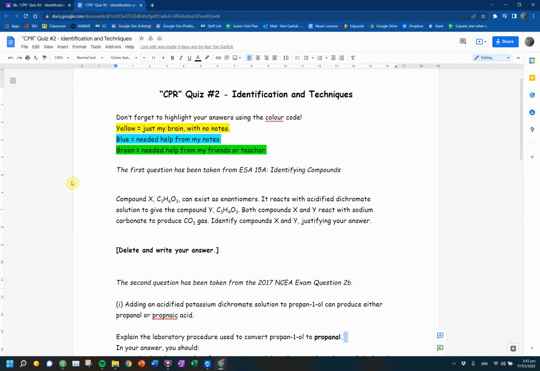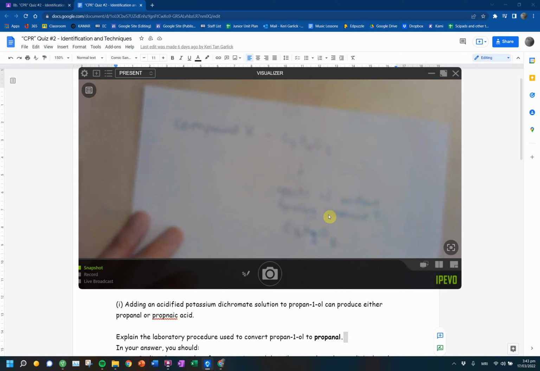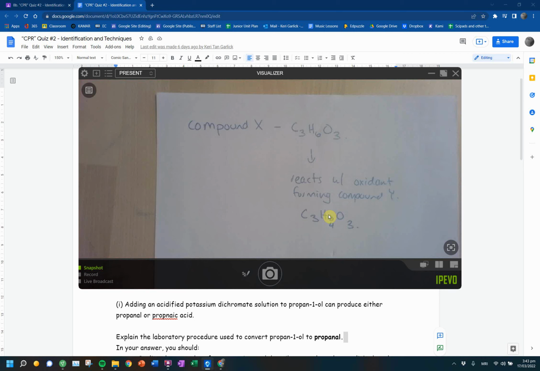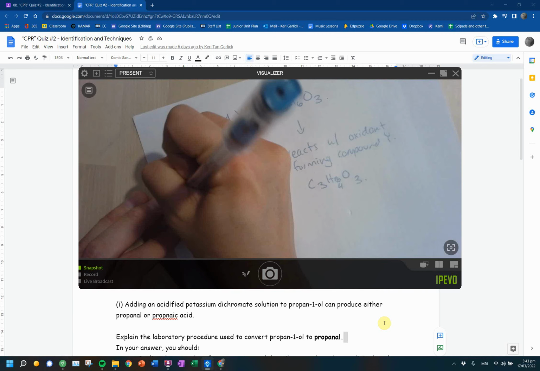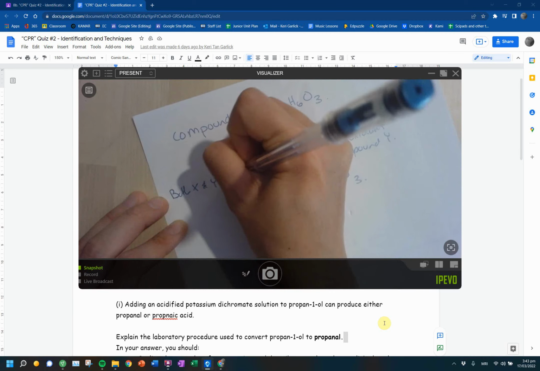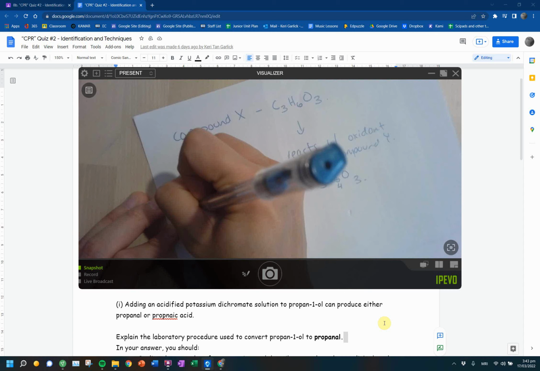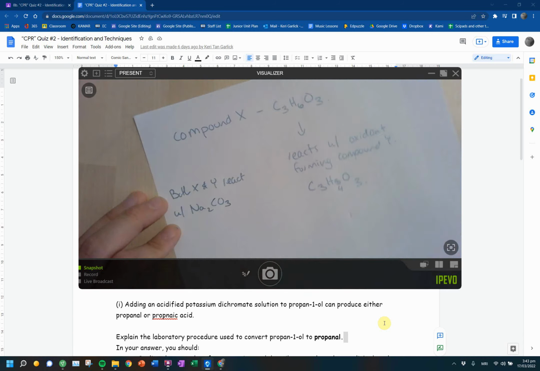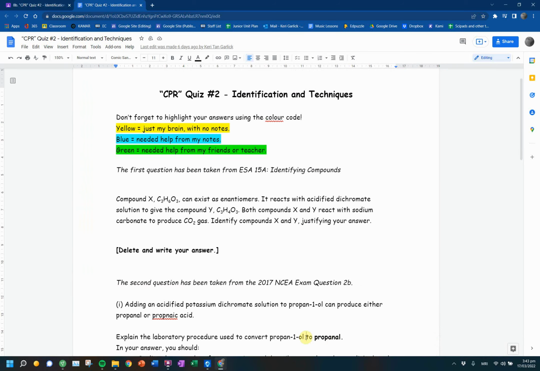So I've started writing that down on my piece of paper, just so you guys aren't thrown off when you see it when I switch over. I'm just copying down the information that's in that question. The other thing that they've stated is both X and Y react with sodium carbonate to make CO2 gas. Cool. All right. Identify compound X and Y and justify your answer.